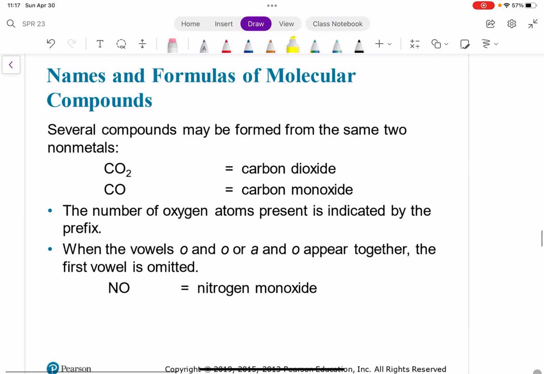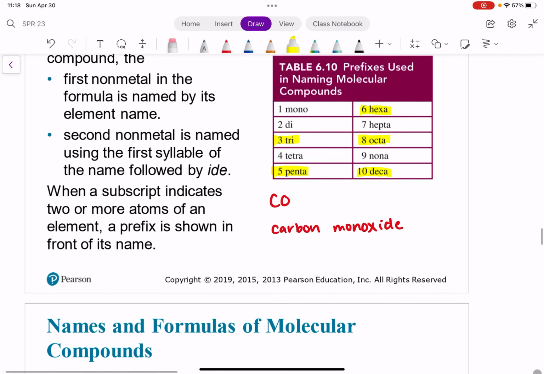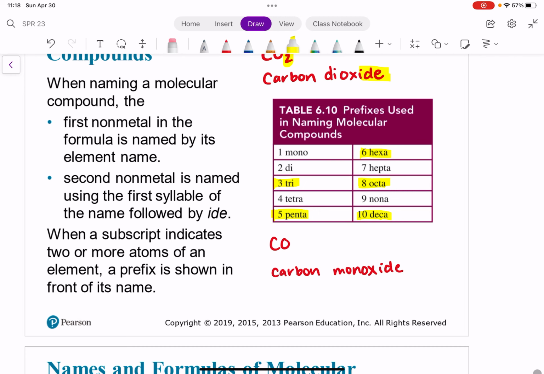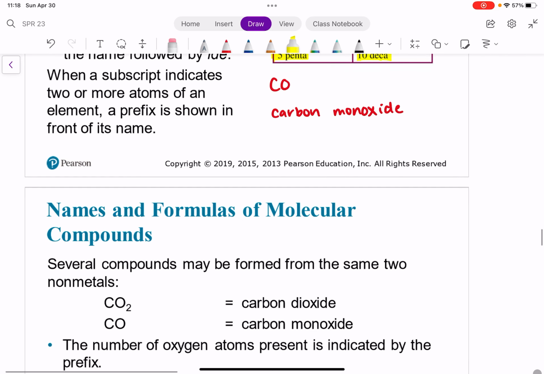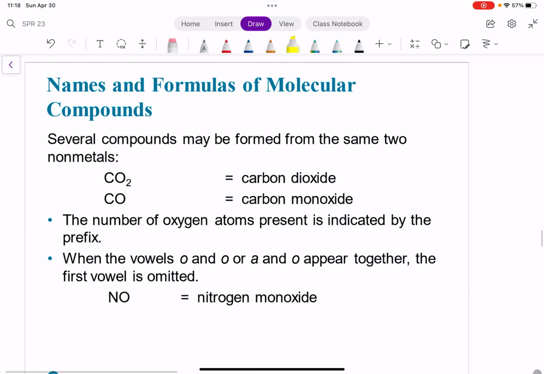Okay, so there are several compounds that can be formed from the same 2 nonmetals, like I said. The number of atoms present is indicated by the prefix. When the vowels appear together, the first vowel is omitted. And again, is that always true? Pentoxide, tetroxide. Oh yes, it is tetroxide. So it is always the first vowel. Sorry, spelling's not really my forte.